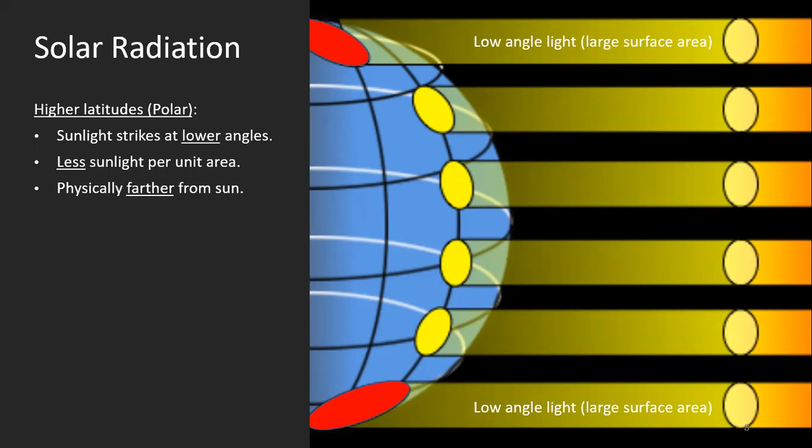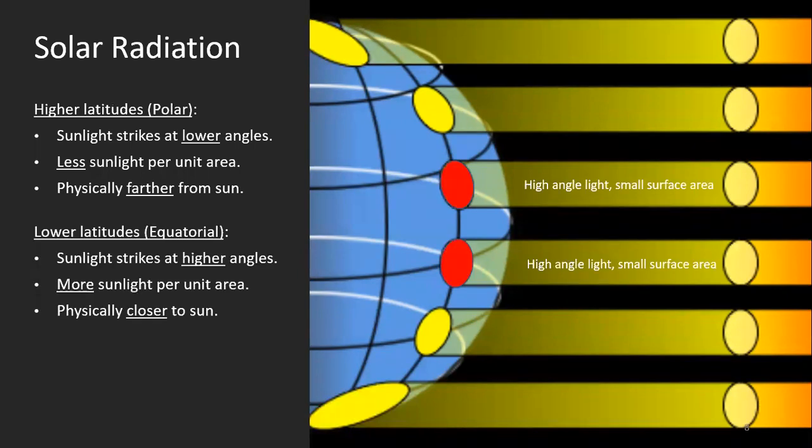In the higher polar latitudes, sunlight strikes the Earth at lower angles. Thus, less sunlight is received per unit area, and additionally, the poles are physically farther away from the sun. In the lower equatorial latitudes, sunlight strikes the Earth at higher angles. Thus, more sunlight is concentrated per unit area, and the equatorial region is physically closer to the sun.